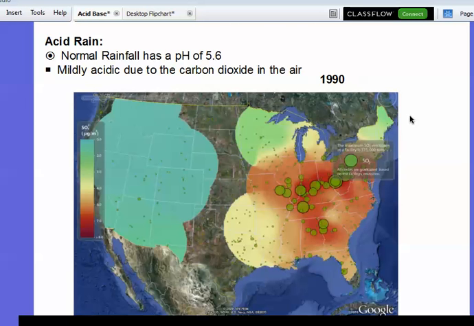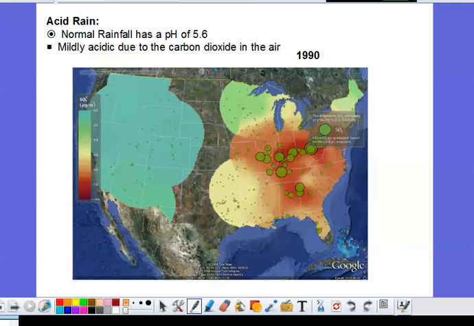One of the things I like to discuss in this unit is acid rain. Normal rainfall is acidic. It has to do with the carbon dioxide in the air. So if you have water vapor in the air, it's also going to be in the liquid form if it's raining.